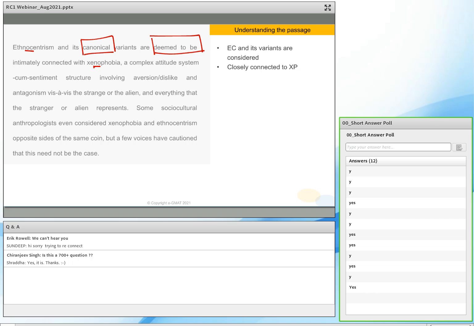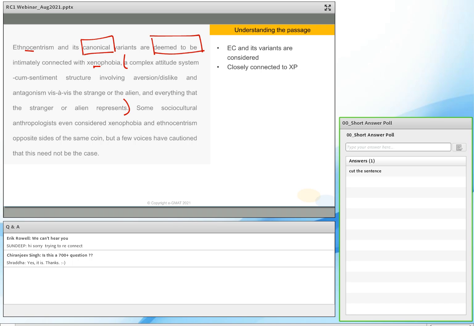So as per some people, EC and XP are intimately connected. Then you have xenophobia, comma, and then you have a complex attitude system, sentiment structure, involving aversion, dislike, and antagonism vis-a-vis the strange or the alien, and everything that the stranger or alien represents. All right, very complicated. So what did I say in the last passage? What did I say you should do when you read something that does not seem to make sense at the first go? What is it that you should do?